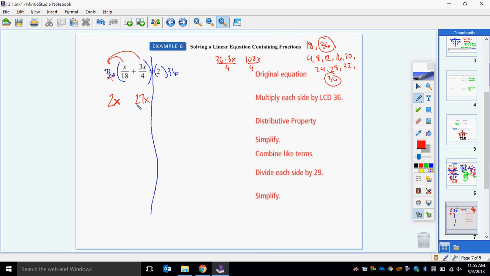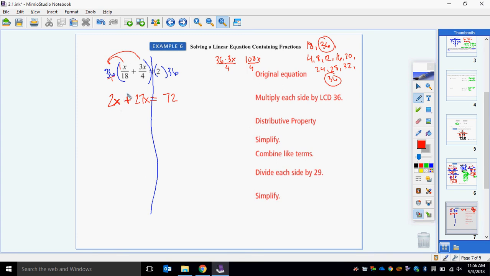Okay, so when we multiply each side by 36 and we distribute, simplifying means you multiply the top numbers, 36 times 1, divide by the bottom. 36 times 3 divided by 4 is 27, and drop down my addition sign. And then equal sign, 2 times 36 for the other side of that equation is 72.